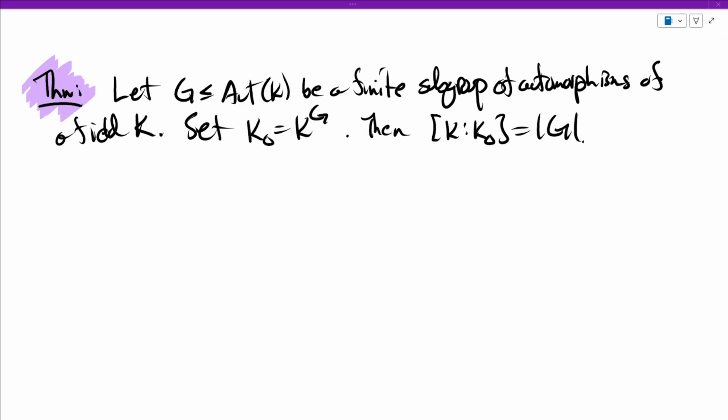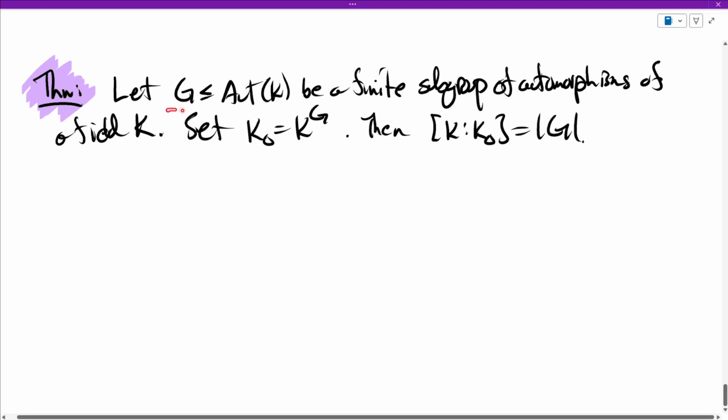Okay, so now we have the whole point of this chapter is to prove this theorem. So we're going to pull together everything we've done so far. What does the theorem say? Suppose we have a finite group of automorphisms of a field K.